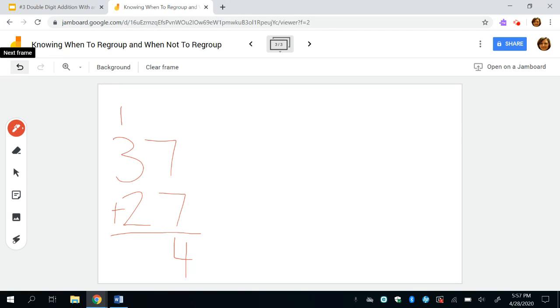Now we need to add the tens column. 3 plus 2 plus 1 is 6. 64. Let's break those numbers down and see what regrouping looks like.